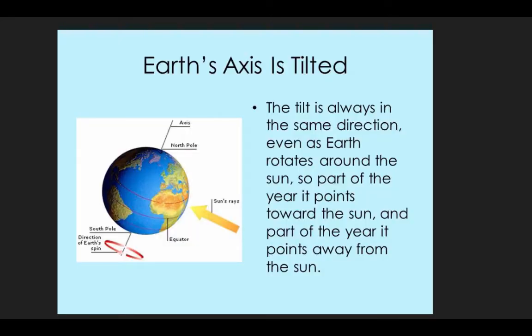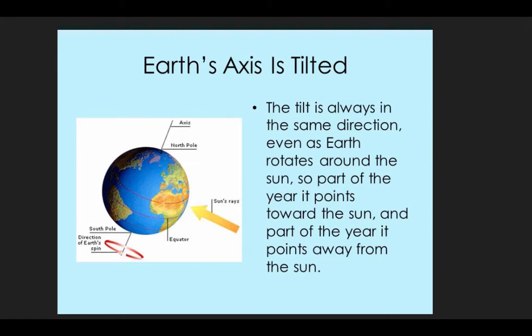The reason we have seasons is because our Earth's axis is tilted. So the axis is that kind of imaginary pole that runs through the center of Earth. When people think of the North Pole and the South Pole, sometimes we imagine this little pole sticking out of the ground at the top and the bottom of our Earth. It's really an imaginary line, but it is like the center point of our Earth. And that's the point at which our Earth rotates or spins.